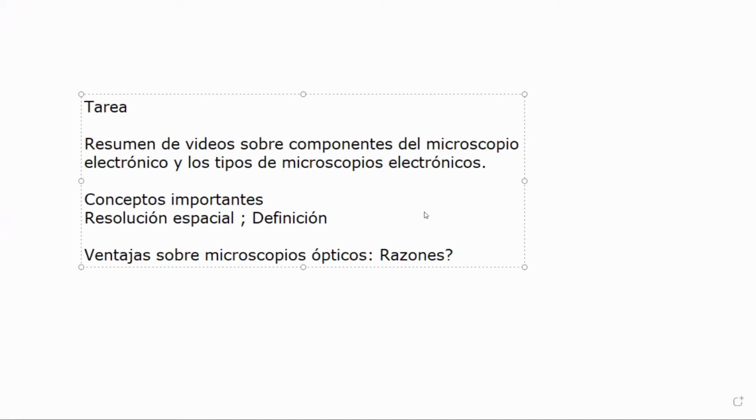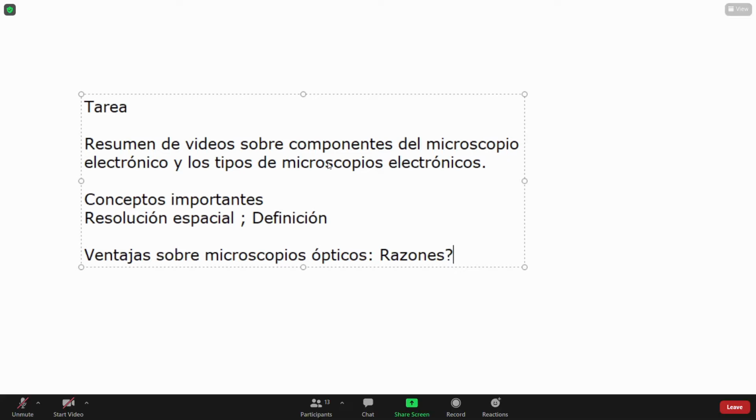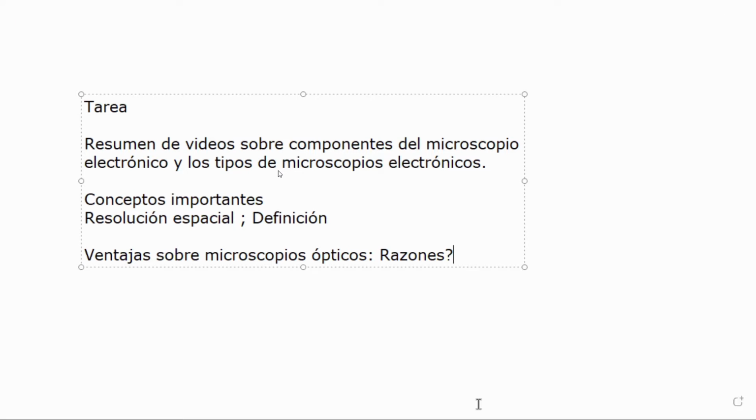Entonces, ¿alguna duda, alguna pregunta? Una pequeña duda, pero no es sobre los microscopios, sino igual sobre lo que nos dijo del sputtering, es una duda pequeña. ¿Quieres preguntarle ahora? Sí, se puede, sí.